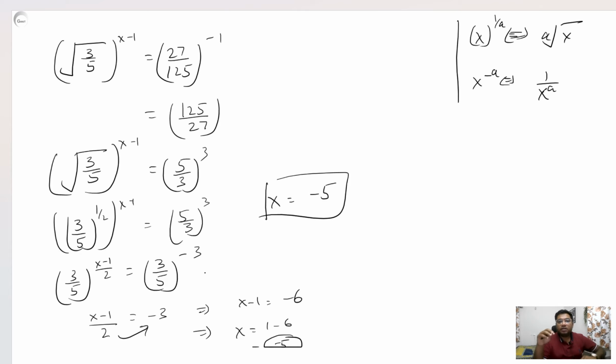You have to understand two important steps, three actually. First, no composite numbers. If you have composite, make it prime. Second, same bases. If your bases are even a bit different from each other, make them same. And third, once your bases are the same, equate the exponents. All right. Now let's move to the next type of question.